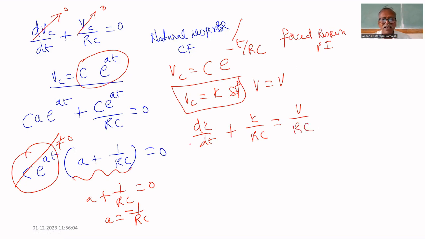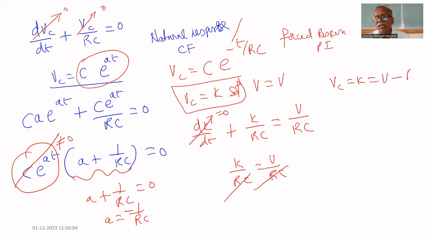It is a constant I assumed. That's why dK/dt is also equal to 0. Therefore, K by Rc equal to V by Rc. Rc getting cancelled. Therefore, K equal to V. V is the solution. Therefore, Vc equal to K equal to V is the particular integral.